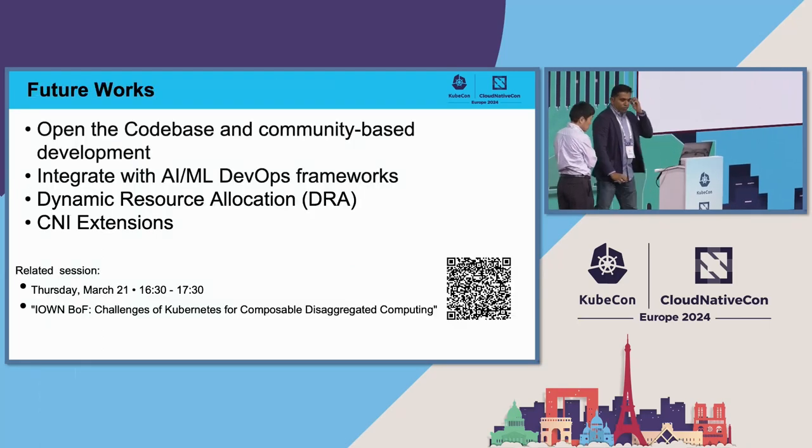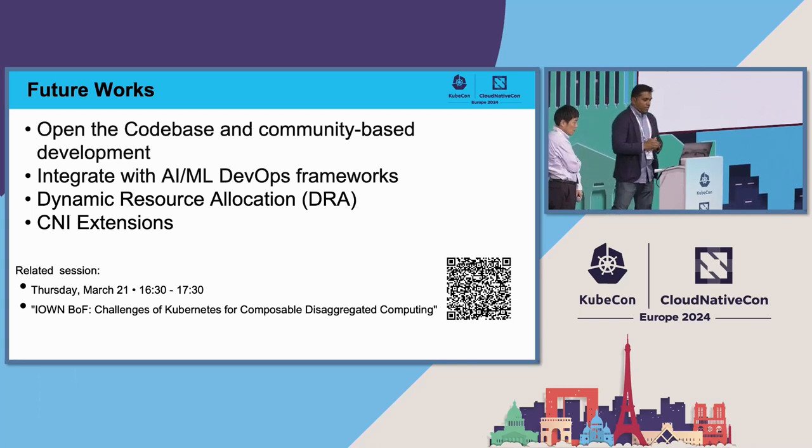So this is our future work. We hope to open the code base somewhere in the community later this year, and we will integrate with AI and ML frameworks also. We hope to work closely with dynamic resource allocation, which we consider a very important component of Kubernetes to provide disaggregated computing, and we also want to work with the CNI extensions for communication between the devices.